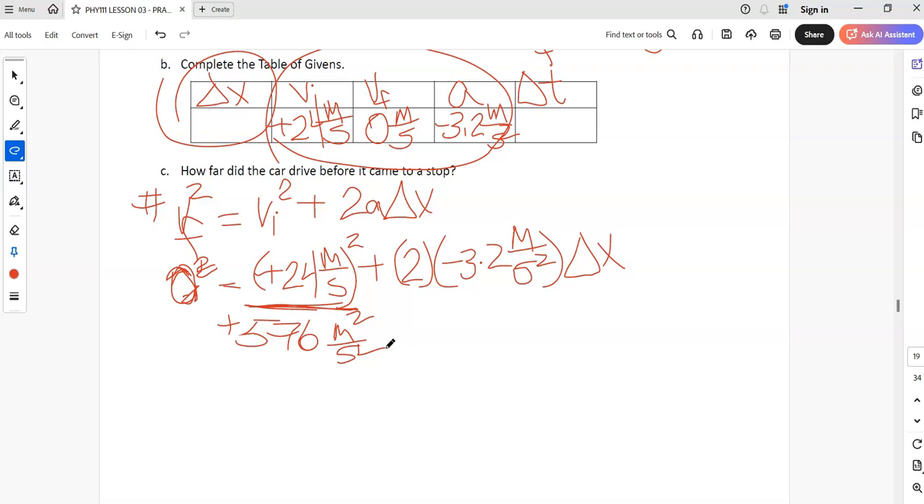All right, so we're going to be moving this to the other side, so we have to get rid of it. So we subtract 576 from both sides. And I'm not going to write the units for now.